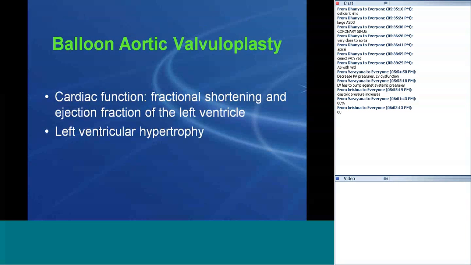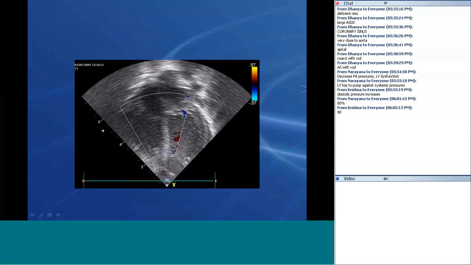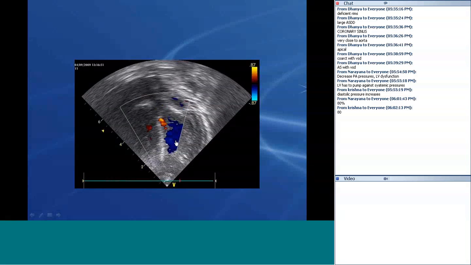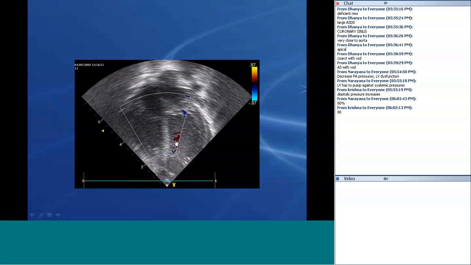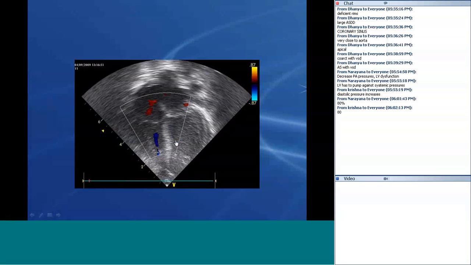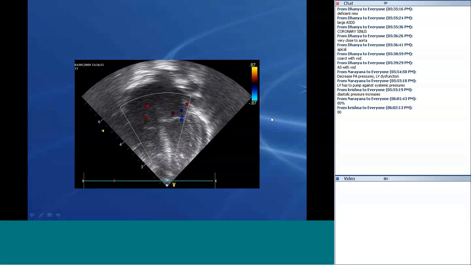Again, cardiac function, fractional shortening and ejection fraction, and left ventricular hypertrophy are another two things which need to be assessed. And as you see, this is an eccentric jet of AR which occurred after dilating an aortic valve, but this AR is definitely acceptable and can be monitored clinically.